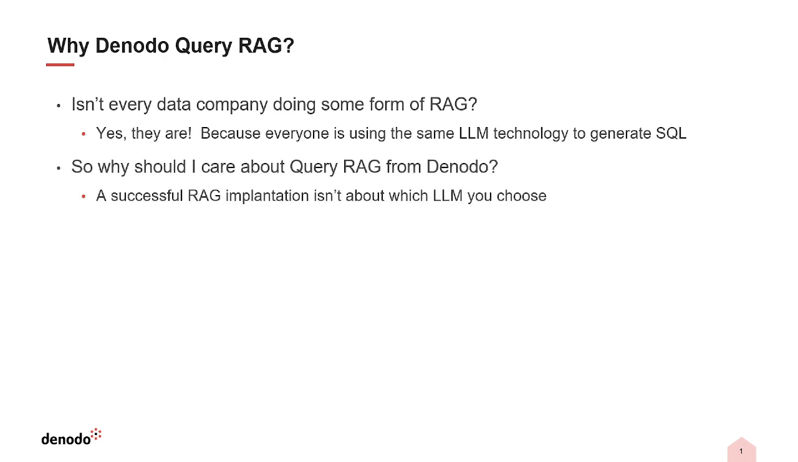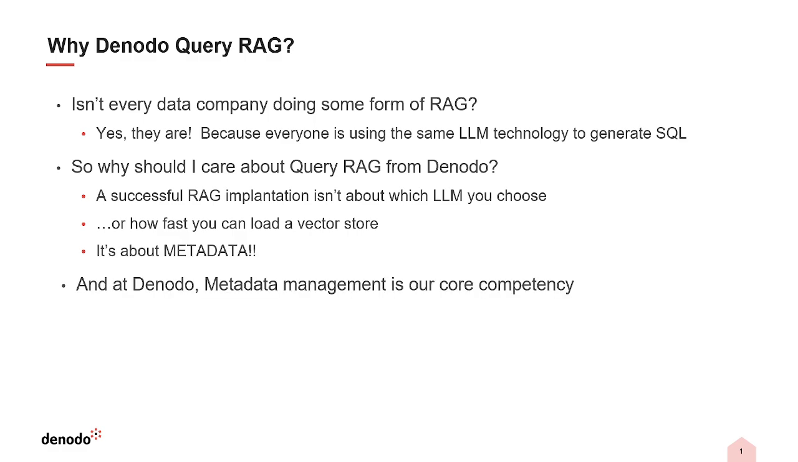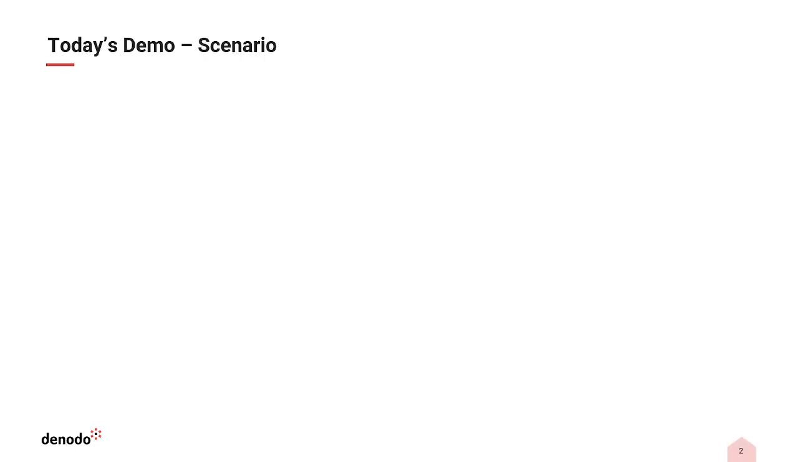Well, the reason for that is pretty simple. A successful RAG implementation isn't about what LLM you choose or how fast you can load a vector store. It's about the metadata. And at Denodo, metadata management has always been our core competency. So let's take a look at the demo scenario for today.